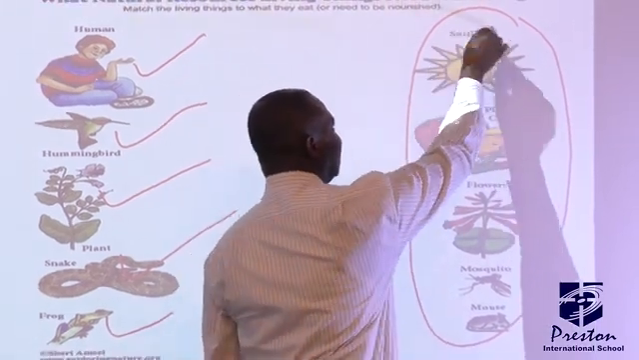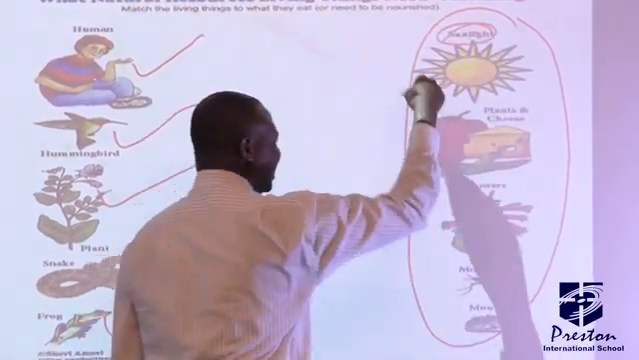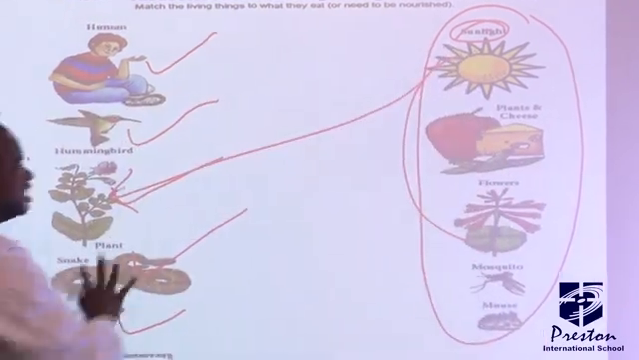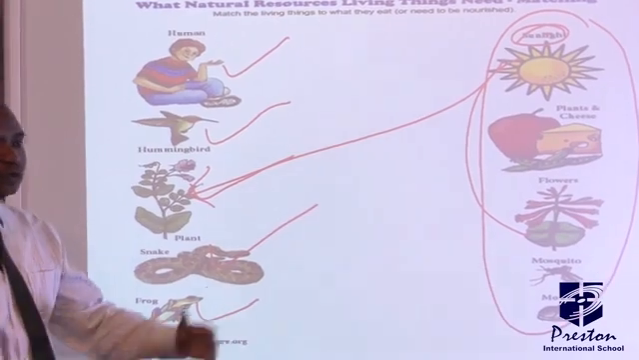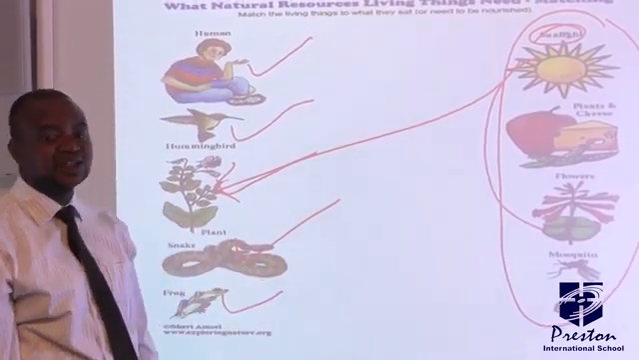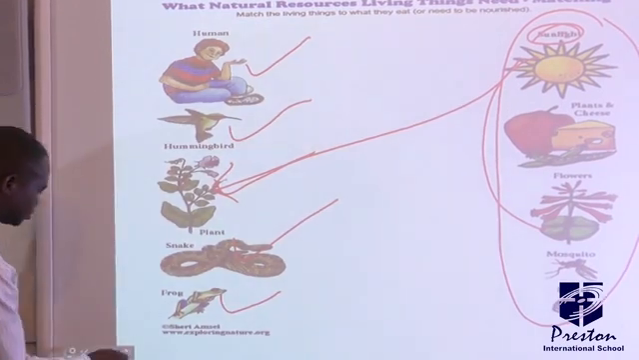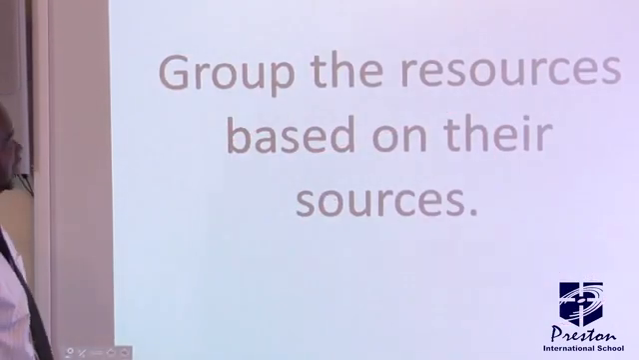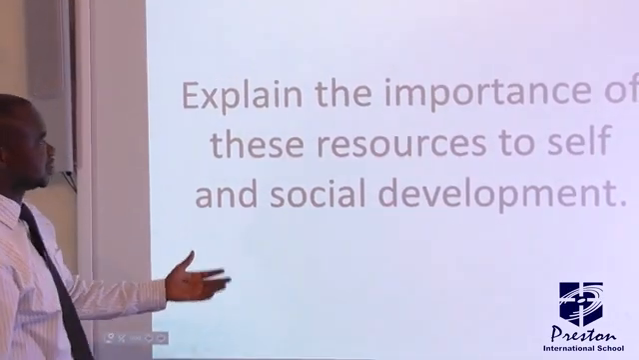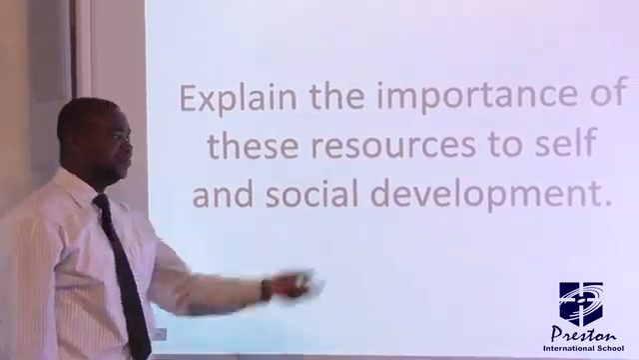Now, all these things that I'm mentioning here are directly linked to plants. And plants in turn give the rest of these animals the food they are taking, that animals or human beings are using as their source of materials. Group the resources based on their sources. Another one again is to explain the importance of these resources to self and social development.